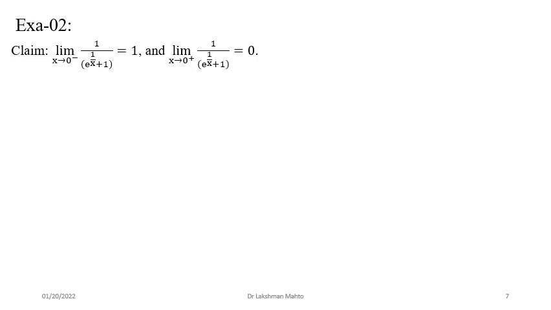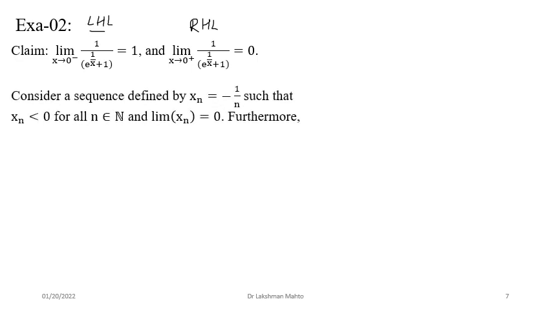If you try to find the limit of this function when x is approaching 0, it would be really difficult. So that's why we are first finding the left hand limit, then we will find the right hand limit. So again we will go for the sequential criteria. Okay, so how do we do that? We know that we are going to find the limit in the neighborhood of 0.